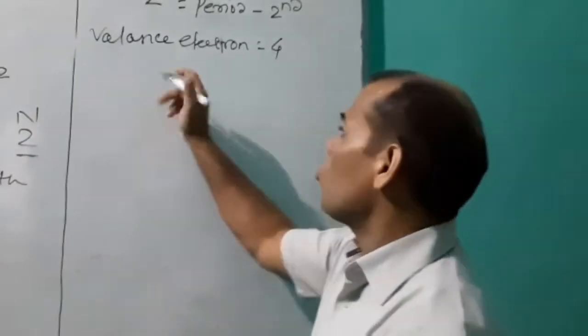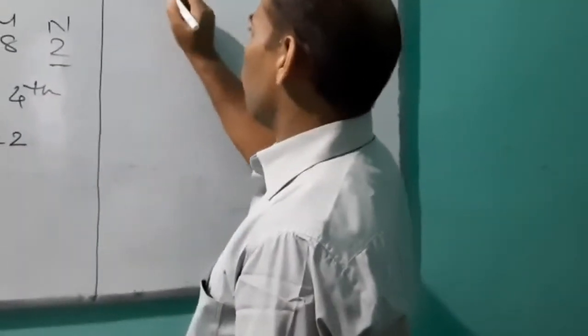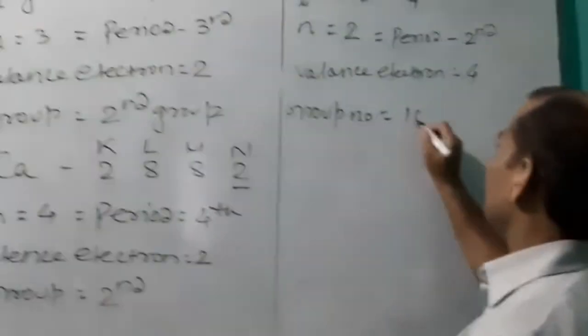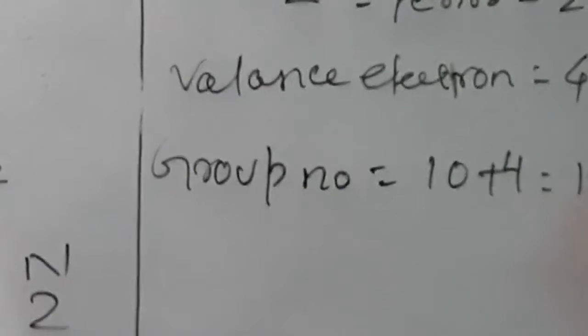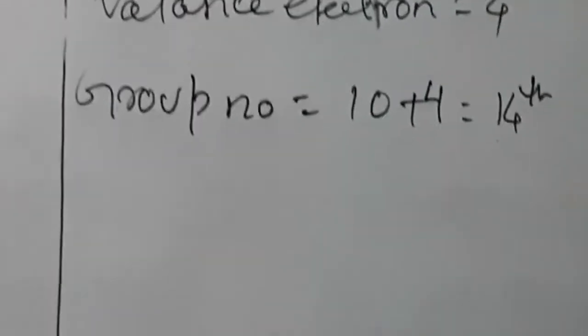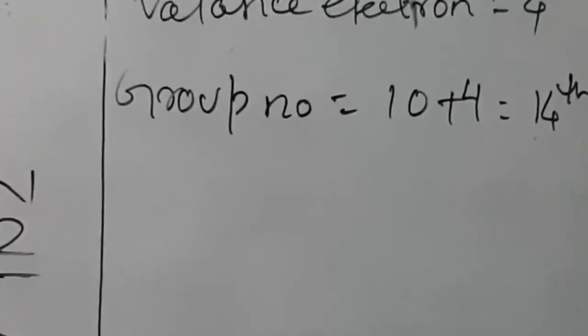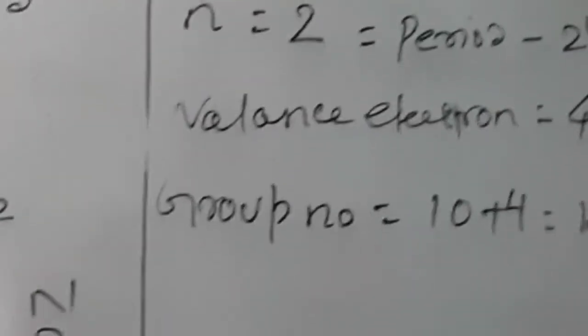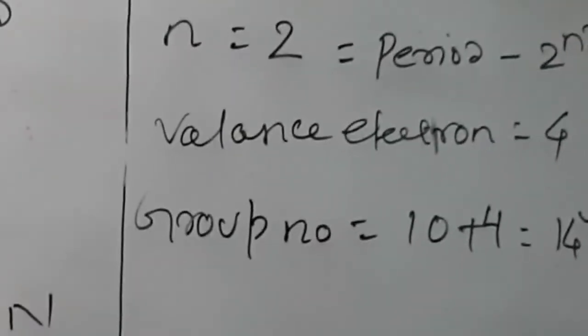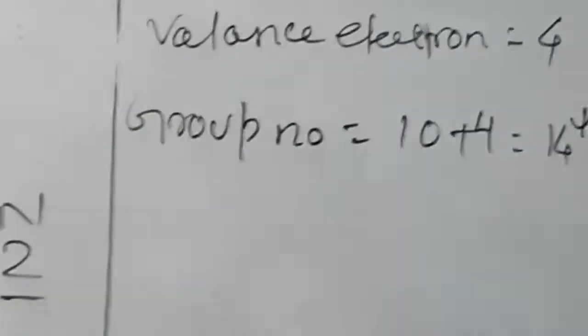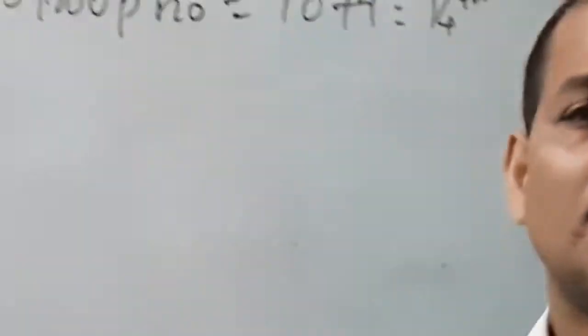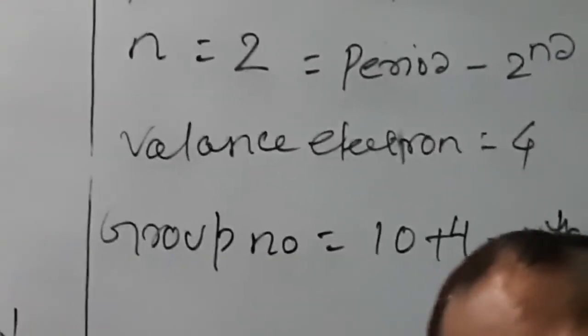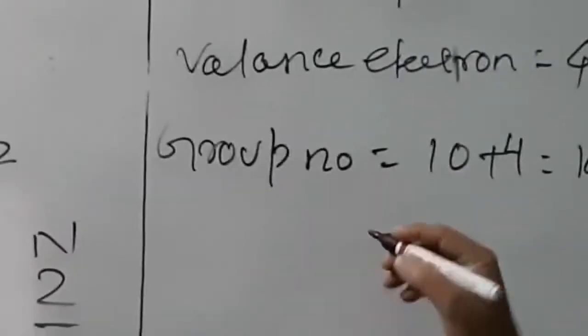So here group number equals 10 plus 4, 14th group. So carbon belongs to 14th group. What I said, if the valence electron is more than 2, in order to find the group, there is a need to add 10. So now take another example.